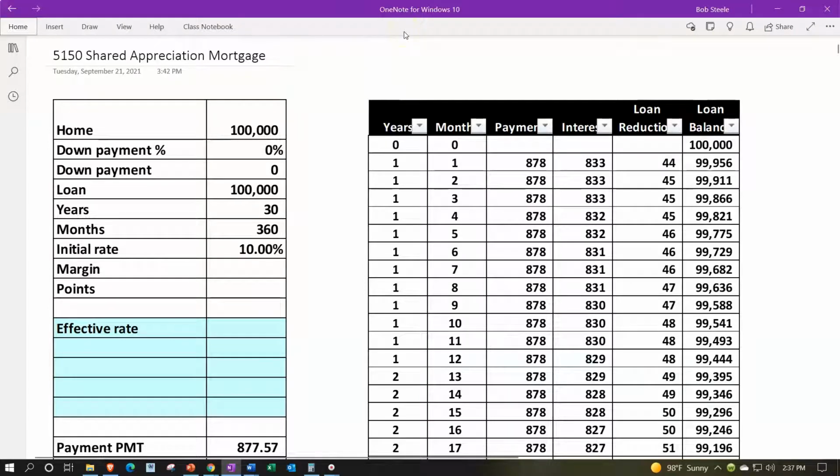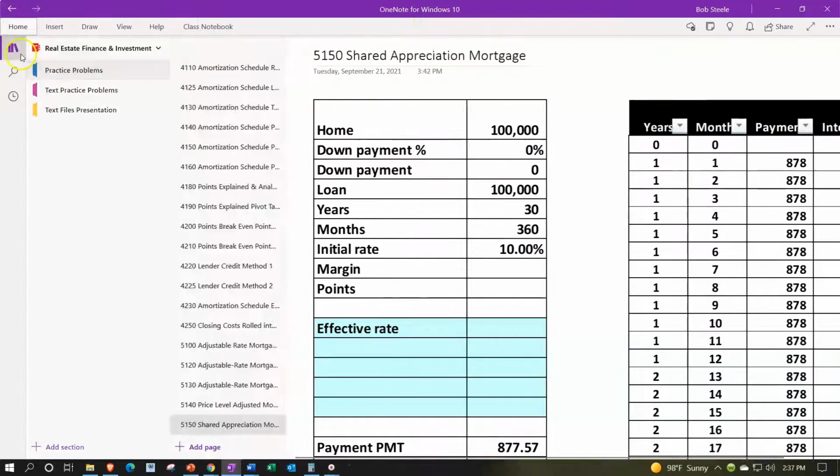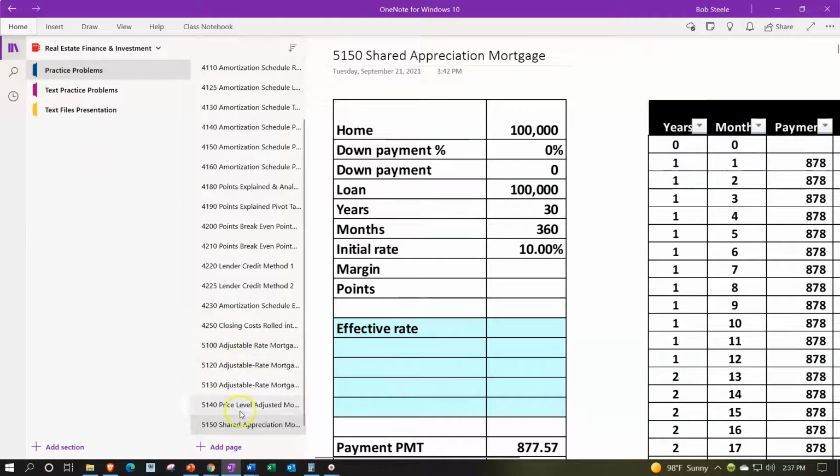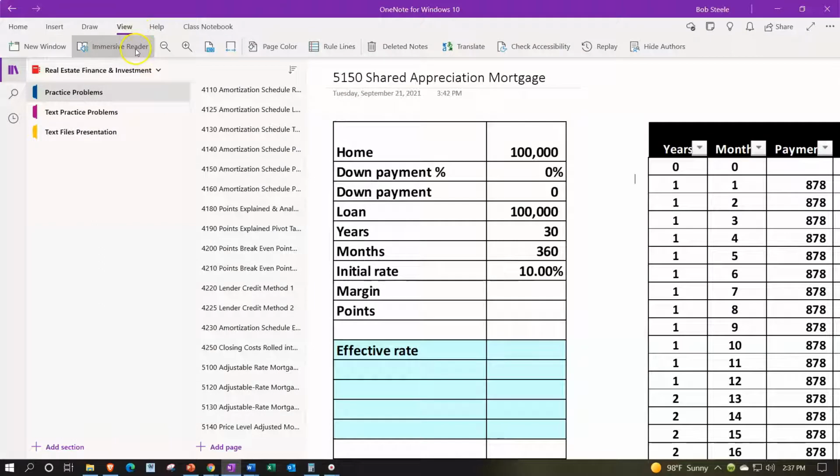If you have access to OneNote and would like to follow along, you're not required to, but if you would like to, we're in the icon on the left-hand side, Practice Problems tab, down in the 5150 Shared Appreciation Mortgage tab. Also note, when using OneNote, take a look at the Immersive Reader tool. Our practice problems are also in the text area with the same name, same number, however with transcripts that can be translated into multiple different languages and either listened to or read in them.